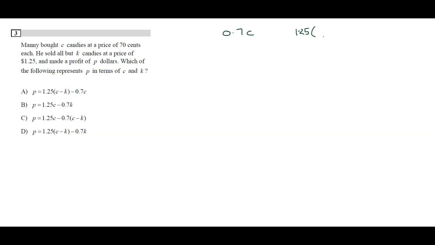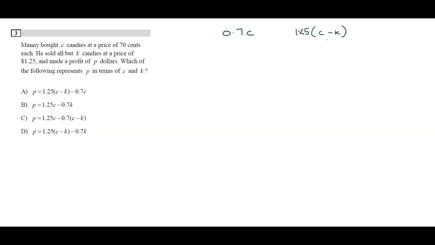All but K is going to be C minus K. The reason we're going about it that way is he started off with C candies. He sold everything and K was left over. So that's what we mean by all but K. That's how you get this.